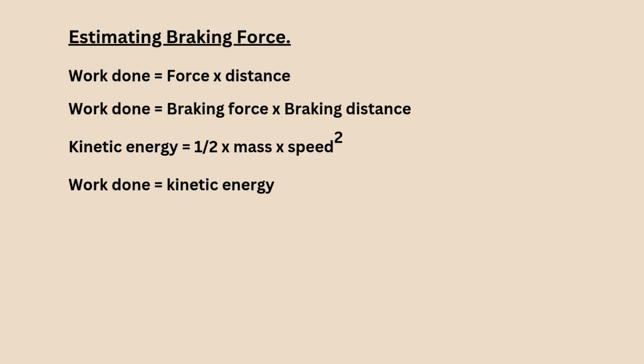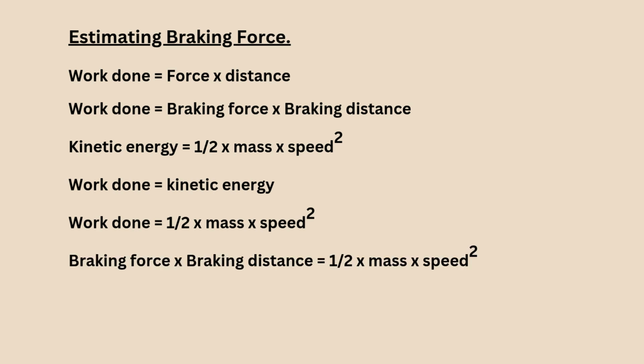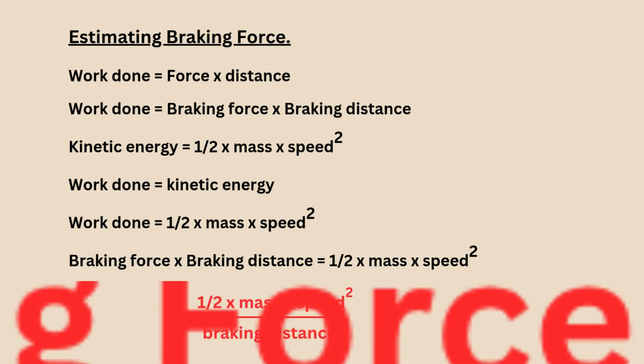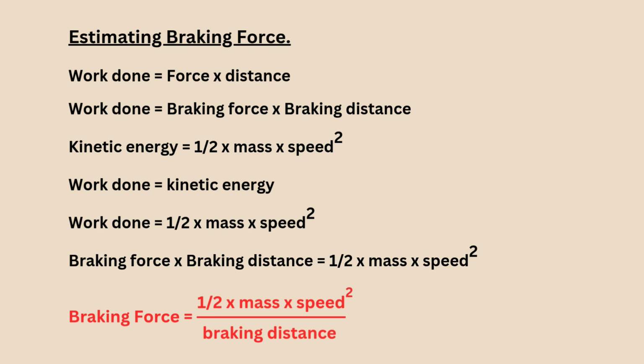Now the work that is needed to be done to stop the car is equal to the kinetic energy. So work done equals kinetic energy, and we can substitute in work done for kinetic energy, so work done is equal to a half times mass times speed squared. And so now we'll substitute in for work done using braking force and braking distance. So braking force times braking distance is equal to a half times mass times speed squared, and we can rearrange that to make braking force equal to a half times mass times speed squared divided by the braking distance.